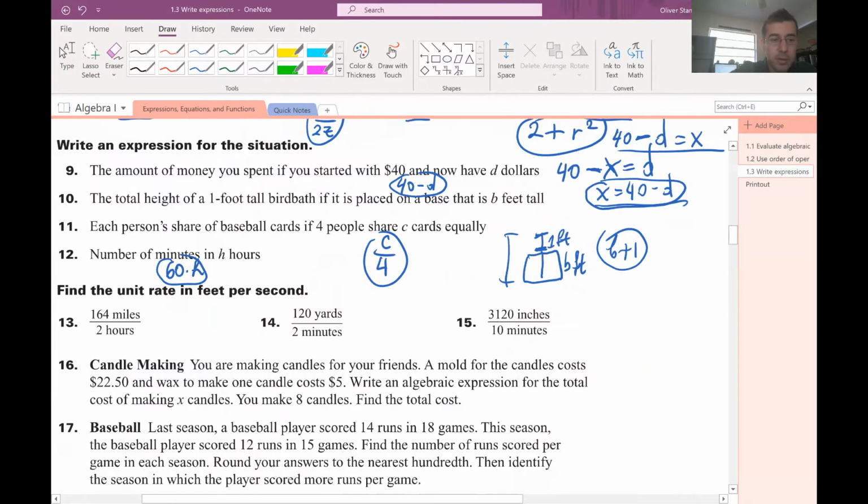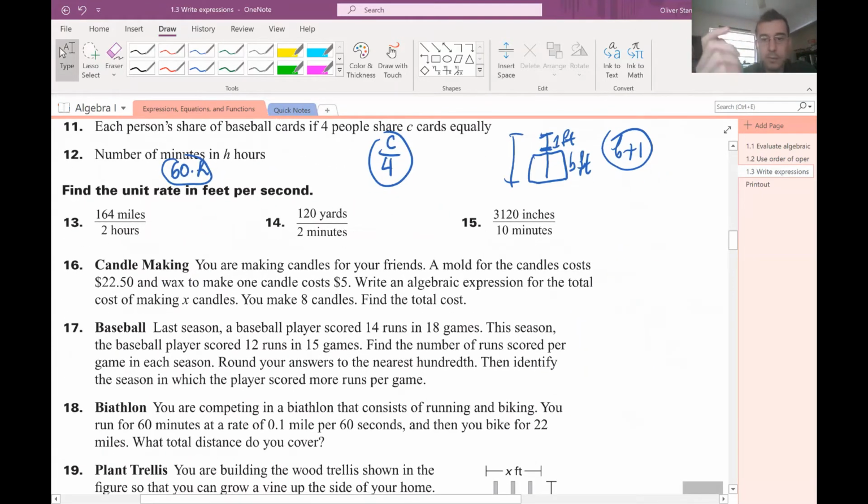Number 13, and then also 14 and 15 are very similar. Find the unit rate in feet per second. Okay. So we need to get feet per second. We have miles, so we need to actually multiply.